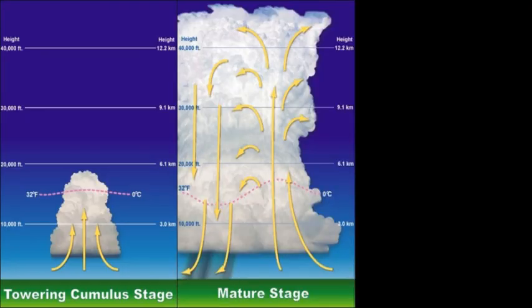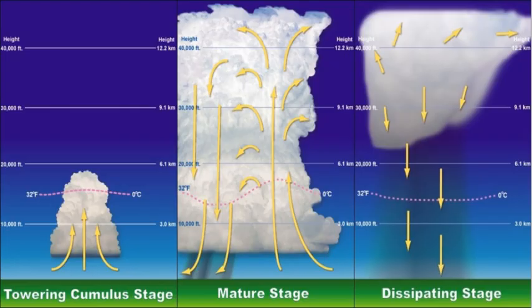The second is the mature stage. This is the most dangerous stage due to the coexistence of updrafts and downdrafts at the same time. Precipitation begins to fall, creating a downward rush of air. It can feature heavy rain, frequent lightning, hail, strong winds, and potential tornadoes. And the dissipating stage. Here the downdraft overcomes the updraft, cutting off the supply of warm, moist air. Then the storm weakens, precipitation tapers off, and the cloud begins to dissipate from the bottom up.